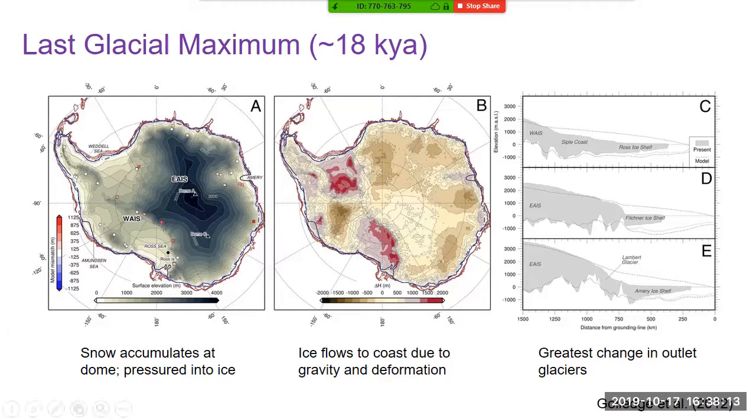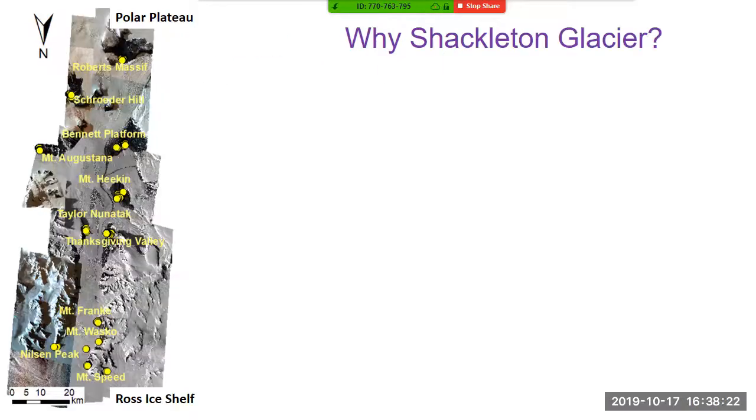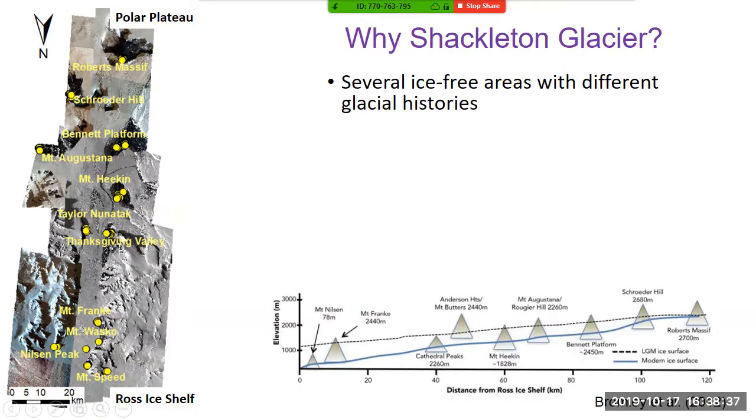So thinking about the Shackleton Glacier, it's a major outlet glacier of the Eastern Antarctic ice sheet. It's located approximately here. It's an area that has undergone significant elevation changes in ice throughout time from the last glacial maximum to today. So why do we want to focus on the Shackleton Glacier? Well, first, the image that you see on the left is the Shackleton Glacier. The ice is sorted down the middle, and you can see these ice-free areas on either side. So we have several of those ice-free areas, which is a benefit of this region.